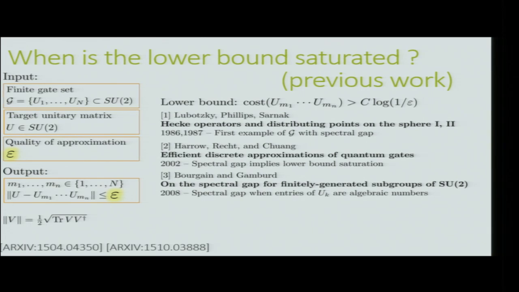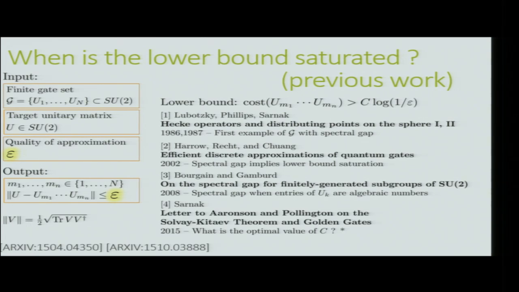Also, there was a letter from 2015 by Peter Sarnak where he was interested in this value of C. So it was actually the explicit value of C depending on this G. And to talk a bit more specifically about it, I will need to explain a little bit more, so I will talk about it later, right? And this is a short summary of results on the non-constructive side of the question.